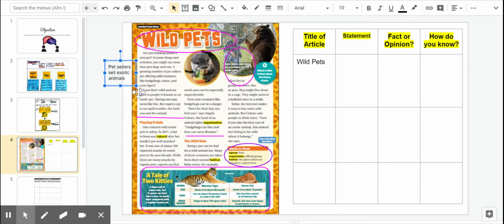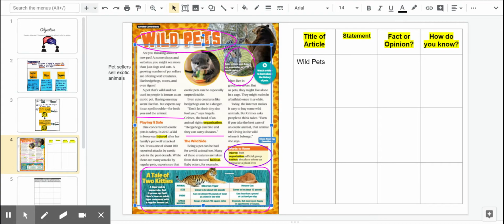And before I move on, I'm going to also take a look here at some of these support details that the author gave us. And I'm going to make a note and think here, are these facts or an opinion? Okay, so a growing number of pet sellers are offering wild creatures like hedgehogs, otters, and even tigers. That is definitely a fact. We could go ahead and look up on the internet and prove and see whether or not that is the case. I'm going to go ahead and put it there.